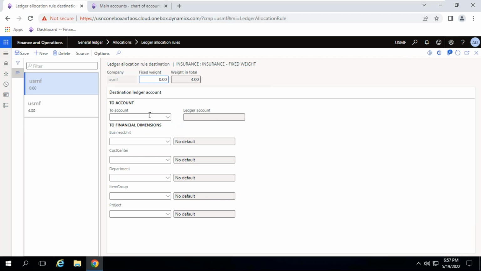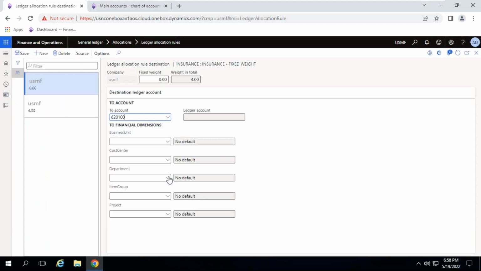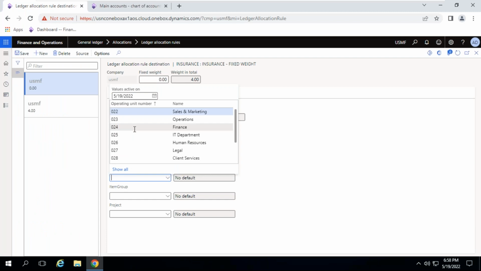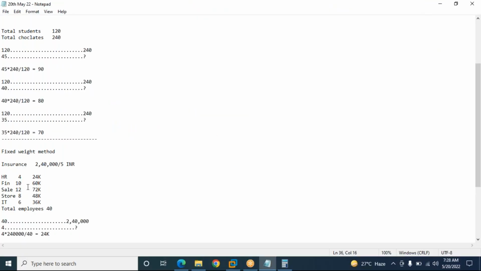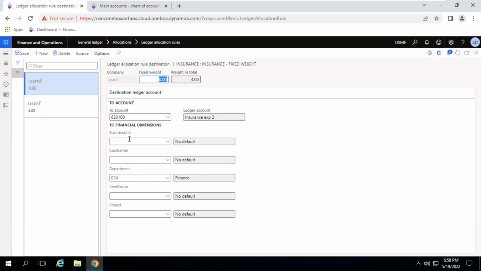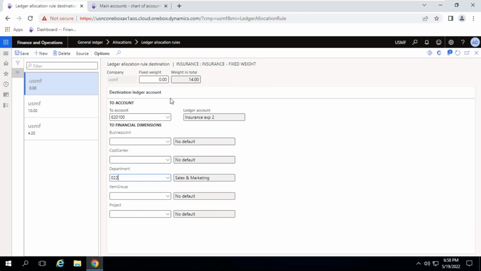Next, same 620,100. Next department, finance department. Finance department. It is 10 members. 10 members. Mapping 10 members. Next, sales department. 12 members. Automatically it is total weight, it is calculating. It is making total weight.